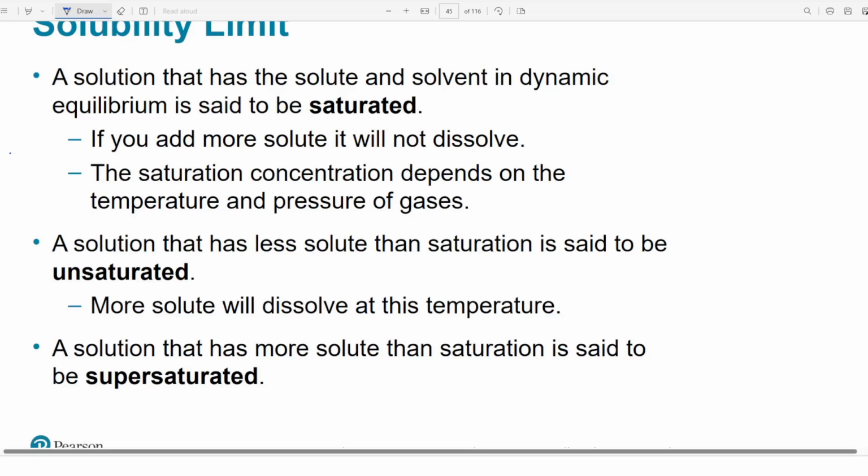For gases, the saturation concentration depends on the temperature and the pressure. A solution that has less solute than can dissolve at that temperature is said to be unsaturated. More solute will dissolve. A solution that has more solute than saturation should allow is said to be supersaturated.